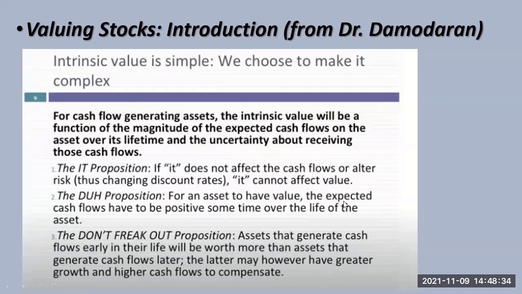Proposition: for an asset to have value, the expected cash flows have to be positive sometime over the life of the asset. So there are firms with negative cash flows. At some point, they've got to go positive or the firm's not worth anything. You say, yeah, but they're growing really, really fast. I say, yeah, but if they never make money, growing really fast is actually kind of bad, right?